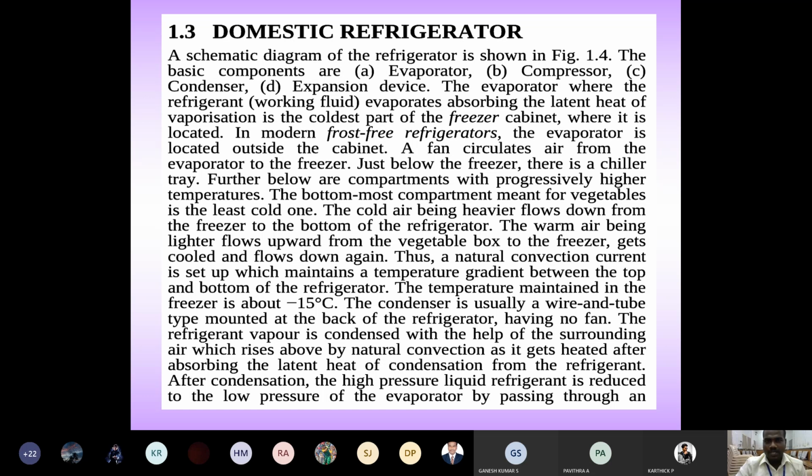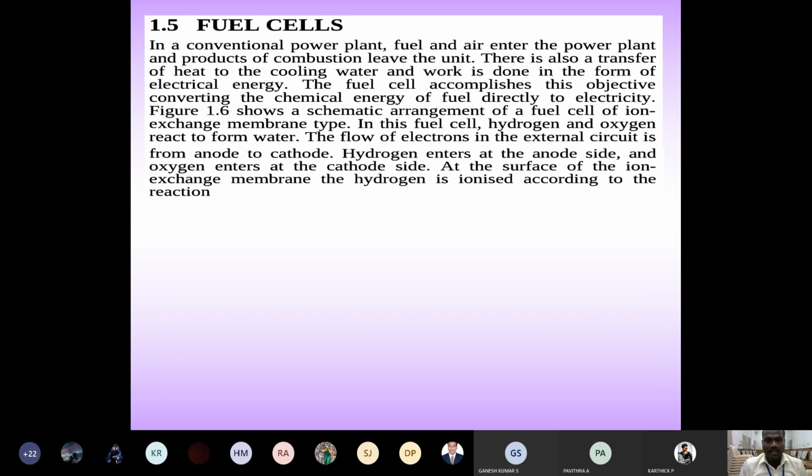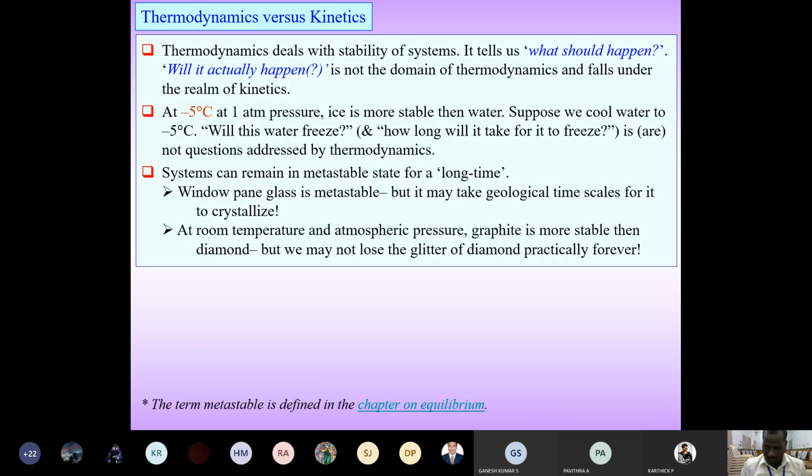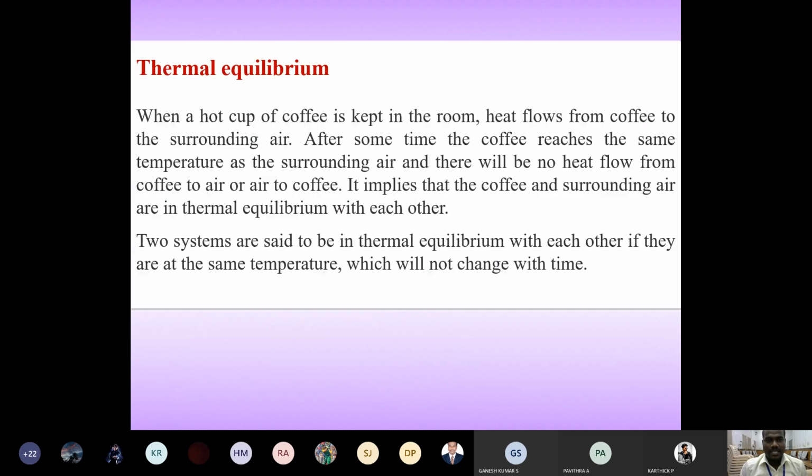So we are discussing the basic thermodynamics. Let me go over the basic terms used in thermodynamics in today's class. As I said earlier, what is thermodynamic equilibrium? If the system is in thermal equilibrium, mechanical equilibrium, and chemical equilibrium, then we can say that the system is in thermodynamic equilibrium. So first, what is thermal equilibrium?